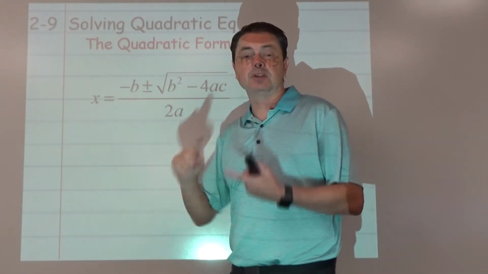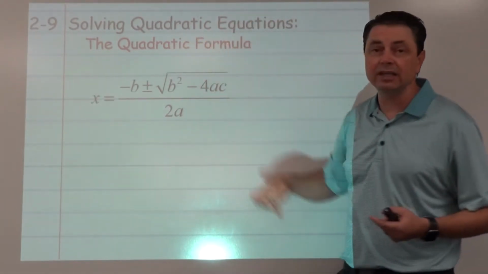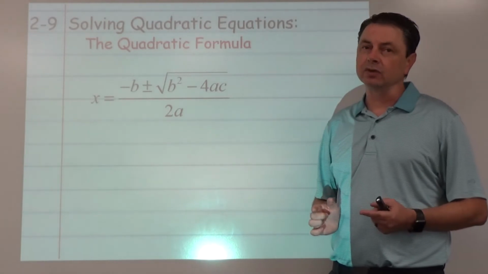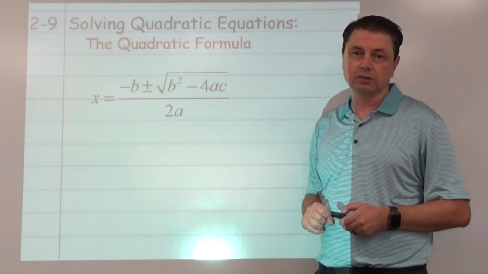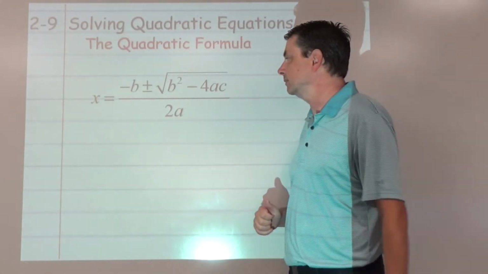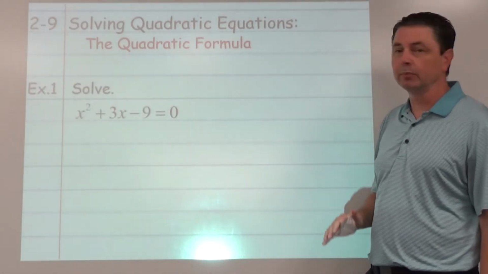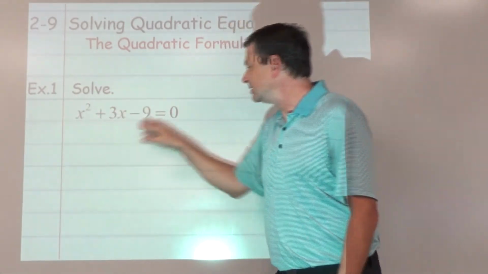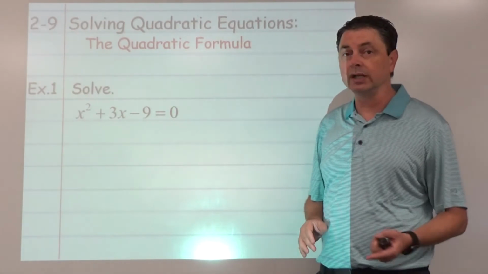To get it set up, we do need to recognize and identify a, b, and c. Like factoring, before we're ready, we've got to get it equal to 0, so then we can do the a, b, and c. So example number 1. It's equal to 0. It's ready to go for the quadratic formula if we want to.